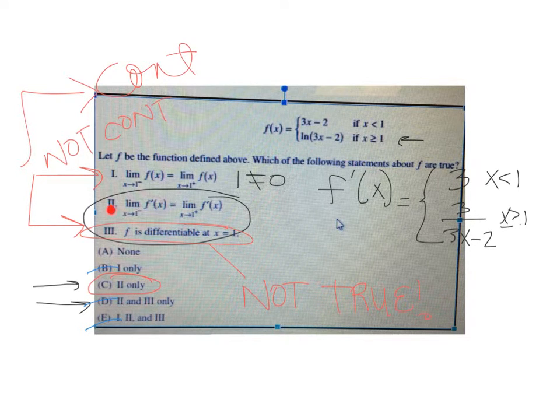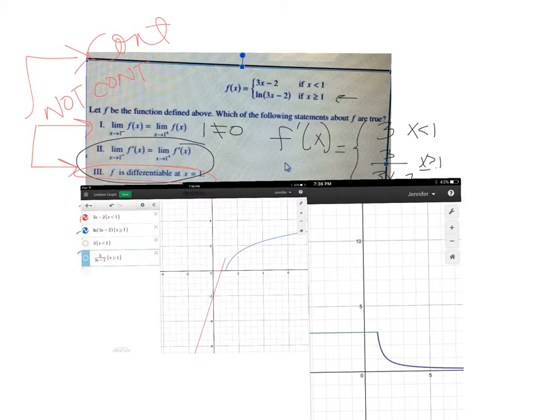2 has nothing to do with differentiability or continuity, because all 2 is asking you is, on the graph of the derivative, as we're coming at 1 from the left and from the right, what does y approach? I know you cannot use calculators on this question, but I just want to show you the graphs so that you can kind of get a visual. So let's take a look at those real quick.